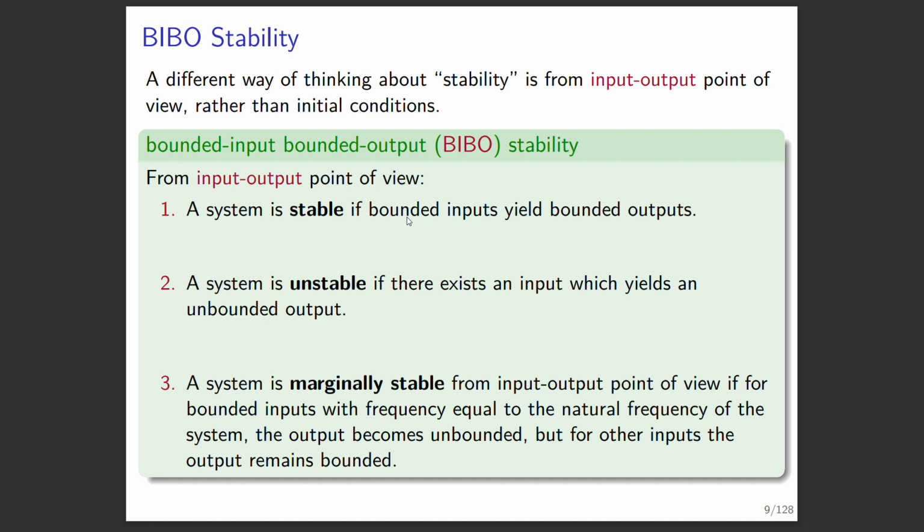Okay, so that seems to be like instability, right? There exists an input which makes the system unbounded. That seems to be instability, but it's not. So the marginally stable system says there is an input that makes the system's output go to infinity, but the frequency of that input is equal to the natural frequency of the system. So that's what is specific about marginally stable systems.